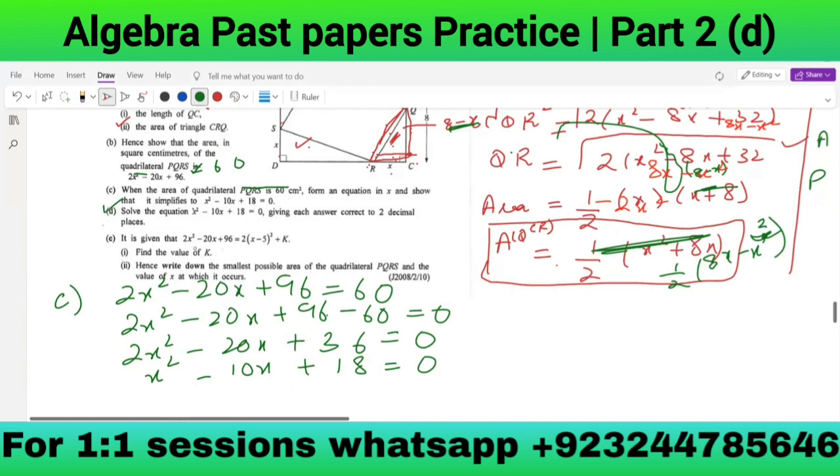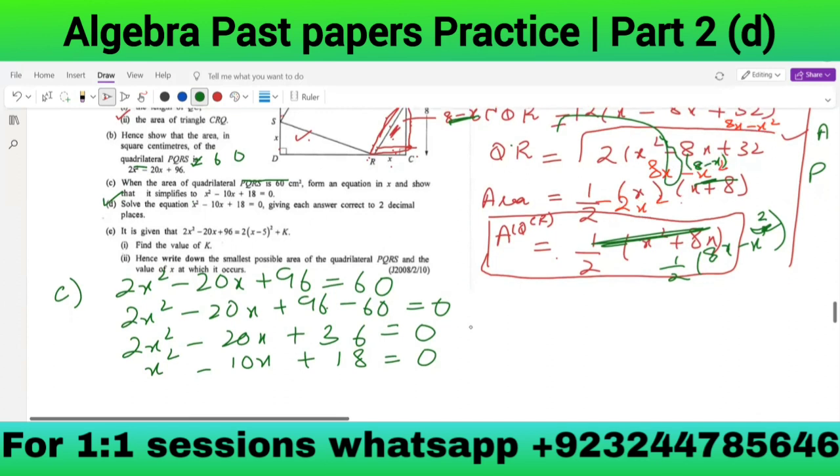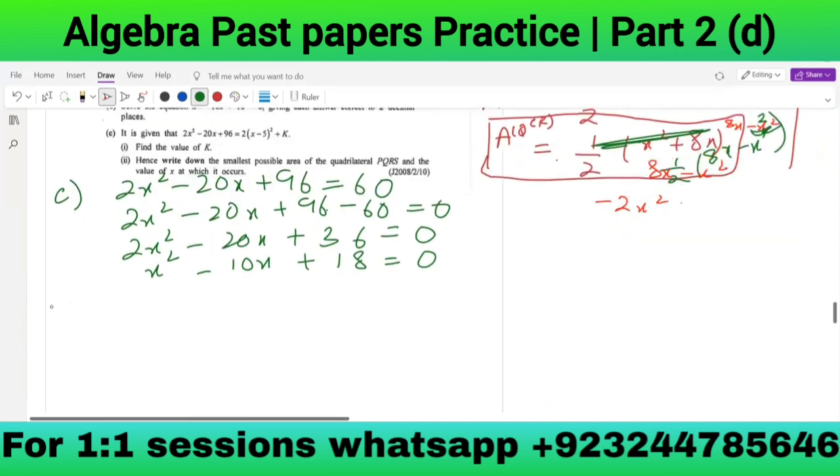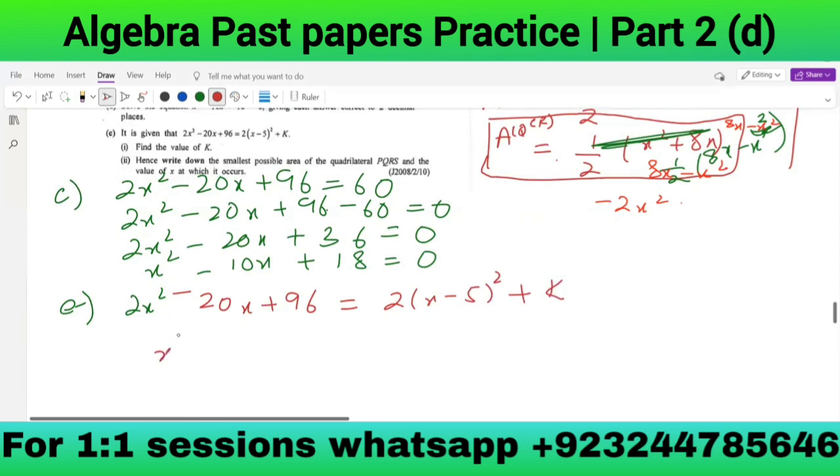It is given that 2x square minus 20x plus 96 is equal to this. Find the value of k. Now if the equation is given, we just need to calculate the value of k. So 2x square minus 20x plus 96 is equal to 2 into x minus 5 whole square plus k. It can be written as x square minus 10x plus 18, as we did in the last part.